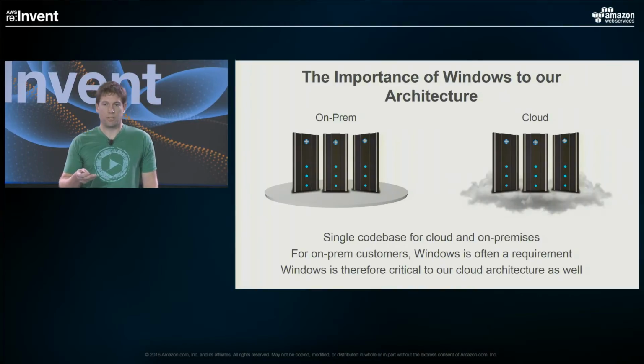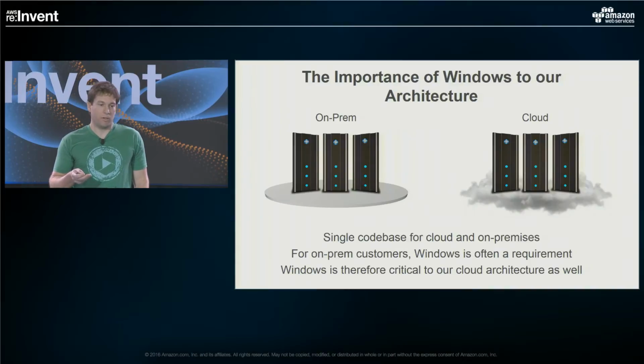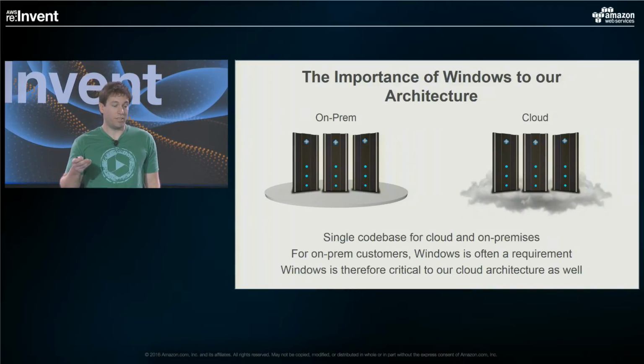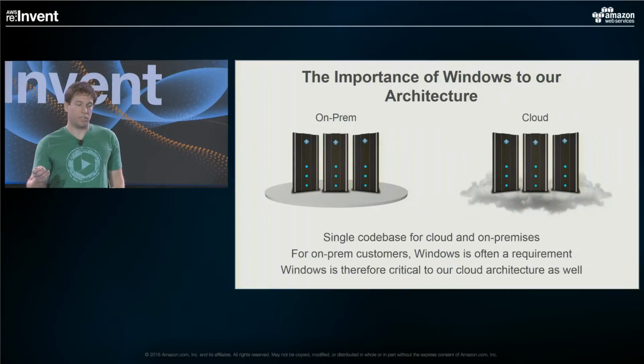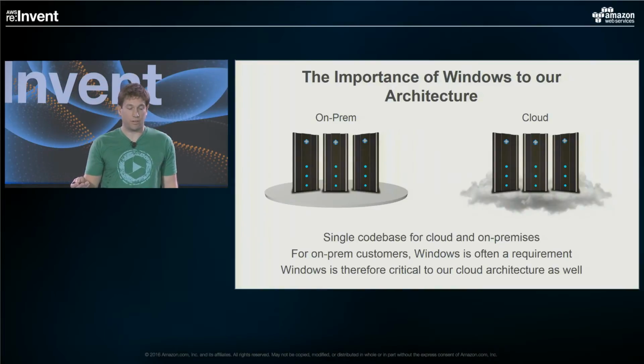Now, we're a small, lean, and agile team. We don't have the capacity to sustain two separate code bases, one for on-prem and one for cloud. So we have just a single code base, a single service architecture. We run it the same way on-prem or in the cloud. And that means it's really important to us that we run Windows in the cloud. And for the most part, it works really well.